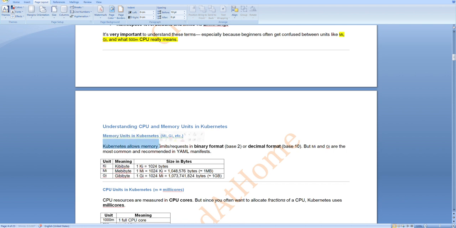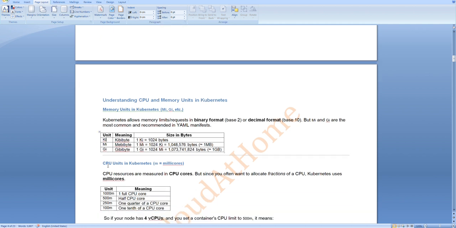Okay, so Kubernetes basically allows memory limit both in binary or in decimal. That is, binary means base 2 and decimal means base 10. But Mi and Gi, that is mebibyte and gibibyte, are the most common, and they are recommended in the YAML manifest file. Okay, you can use both, but the recommendation is to use Mi and Gi, right?